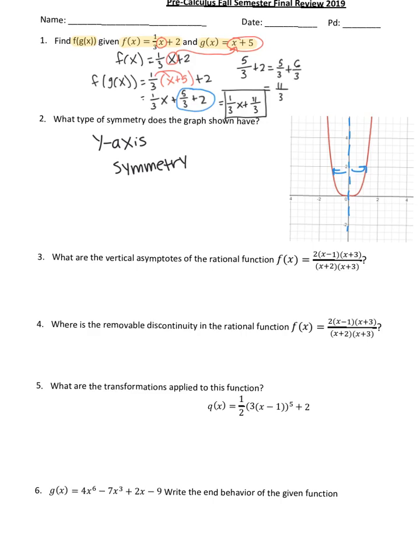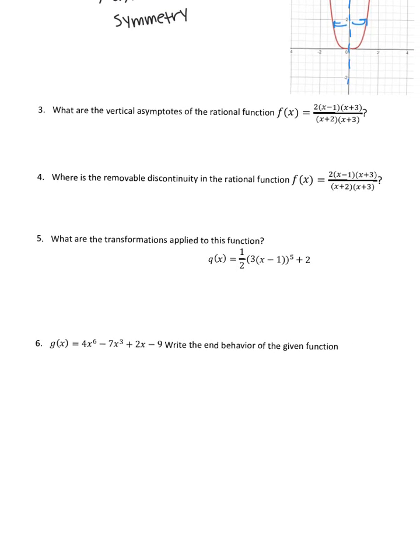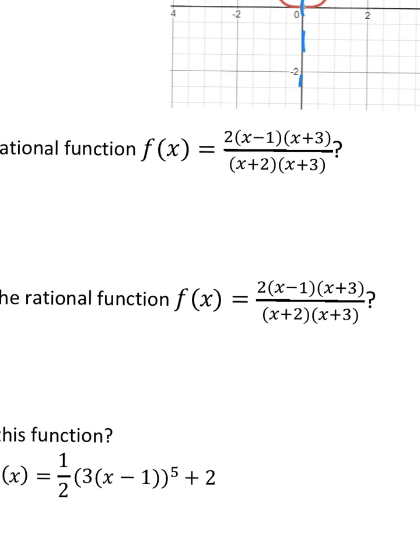Okay. Number 3, what are the vertical asymptotes? You're looking for the location of where vertical asymptotes would be. The vertical asymptotes are located on the bottom of the fraction, but it is not the matching factor. So this right here, this is a vertical asymptote.